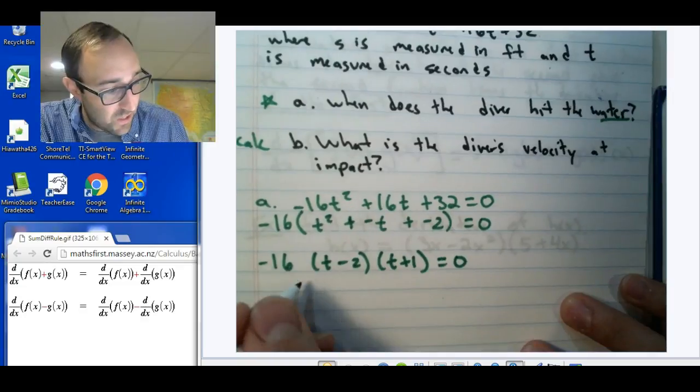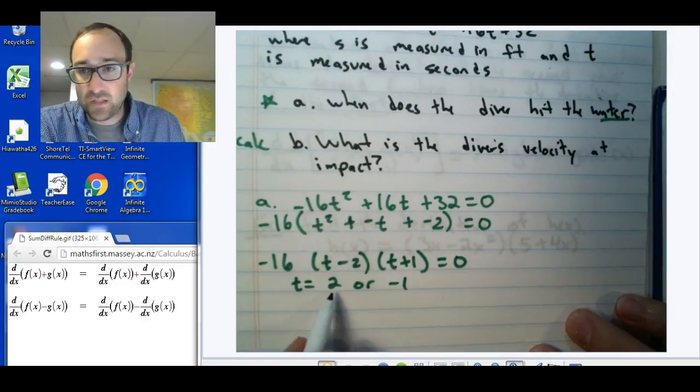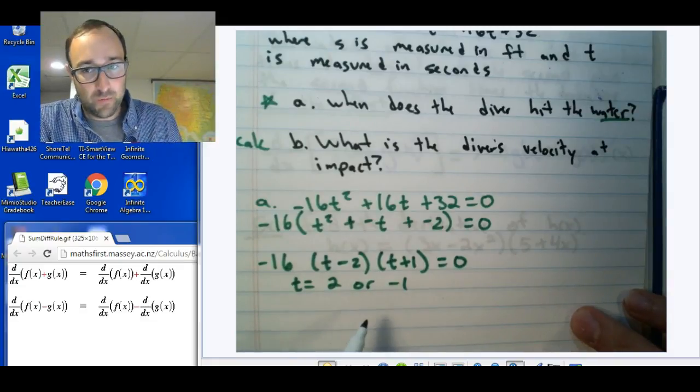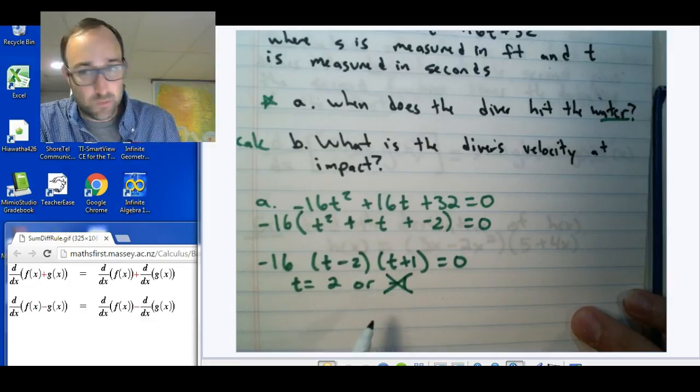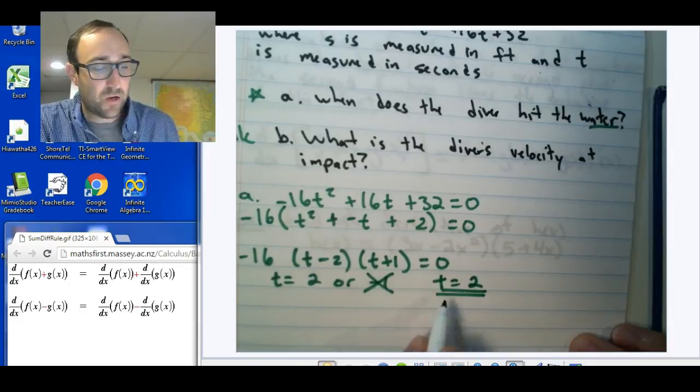So then t is either going to equal 2 or negative 1. So either at 2 seconds or negative 1 seconds is when the diver hits the water. Well, we have a problem because negative 1 would be impossible. So we know that t equals 2, and that is how long it's going to take.